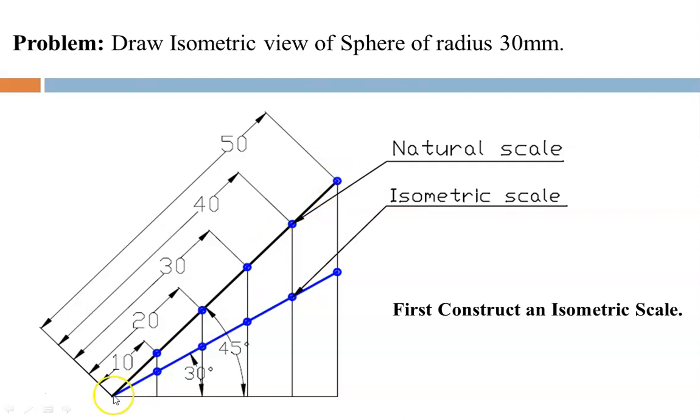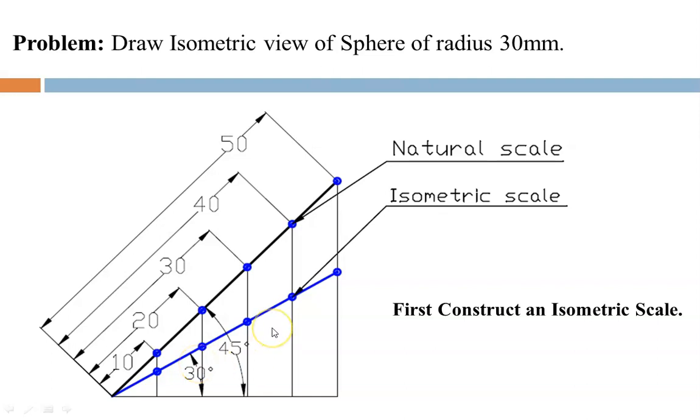So as per our scale, plot all the points 10, 10, 10 mm each. So you'll get 5 points over here considering 50 mm. So this is your natural scale. Now draw another line at 30 degrees with the same origin and transfer all these points vertically downward on this line.